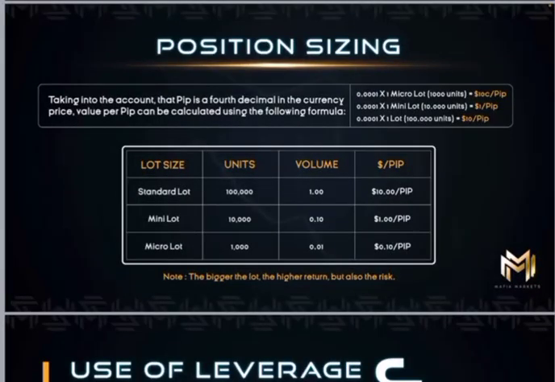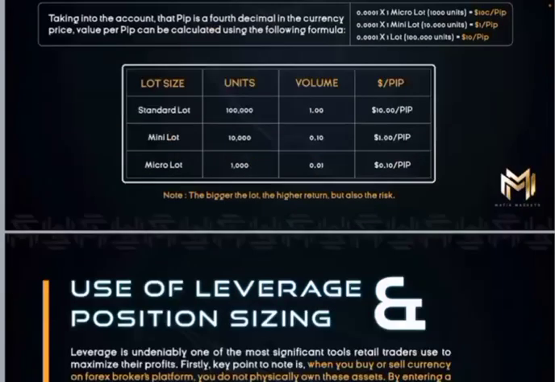Position sizing. Taking into account that a pip is the fourth decimal in the currency price, the value per pip can be calculated using the following formula. Bear with me. You have three types of lots: micro lot, mini lot, and standard lot. If you open a micro lot, you will be opening 1,000 units of a given instrument. You can replace 1,000 units straight away in your mind with $1,000 or another unit of that particular instrument you are buying or selling.